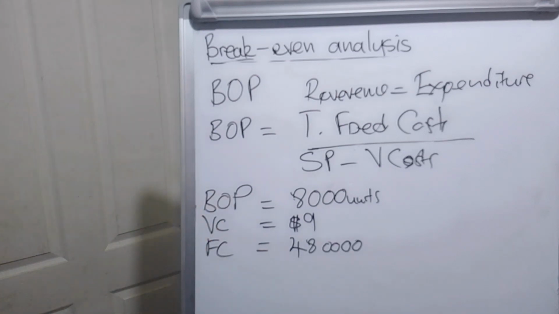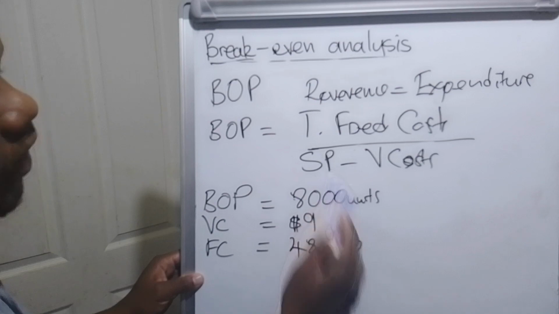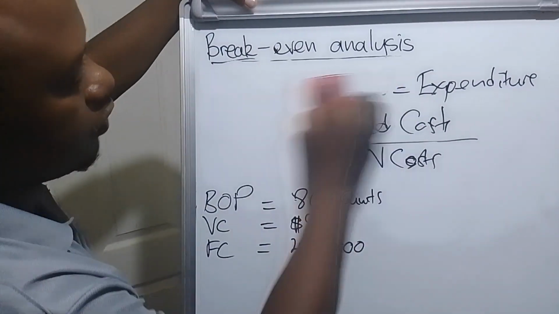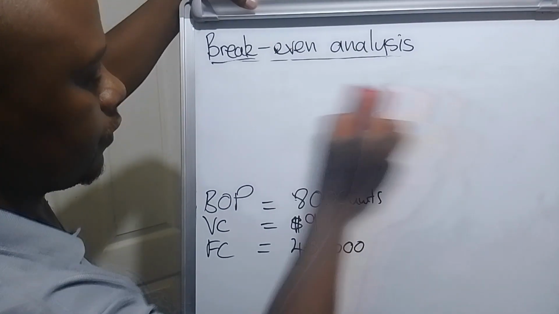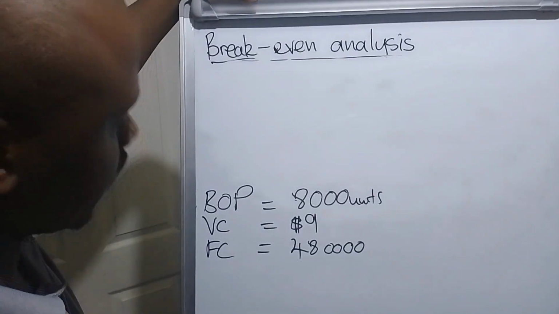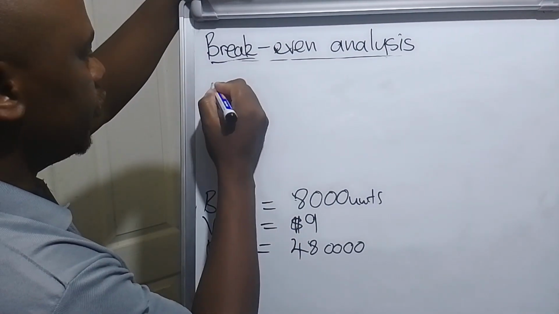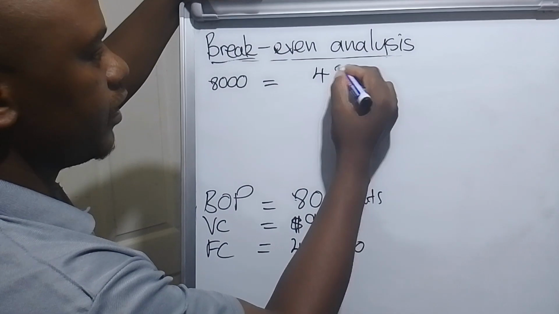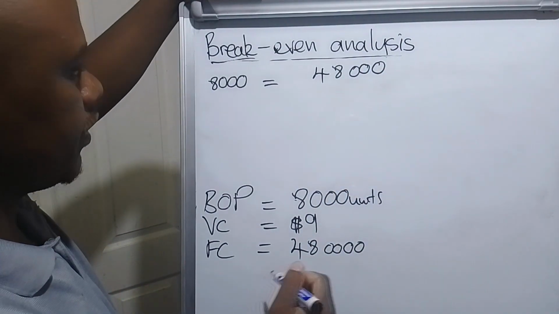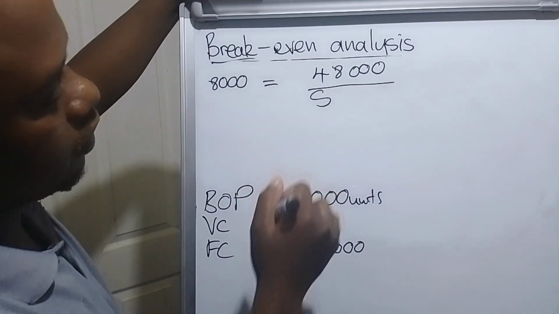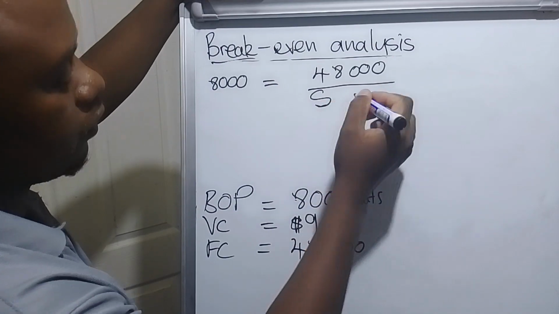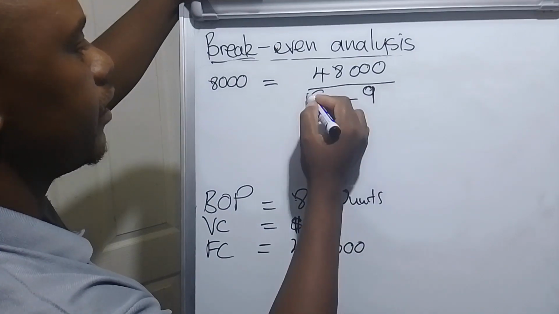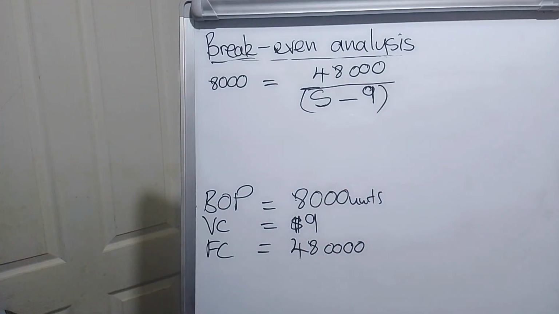So let's try to play around with the formula and try to get the missing component of selling price per unit. So I'll erase this part so that we can have some space. Okay, there we go. Our formula, we say break-even point, which is 8,000 units, is equal to fixed costs, which are 48,000, divided by selling price. Now I'll just put an S denomination for selling price, minus variable costs, which are $9. Okay, so I'll put these ones in brackets. Remember, they are always in brackets.